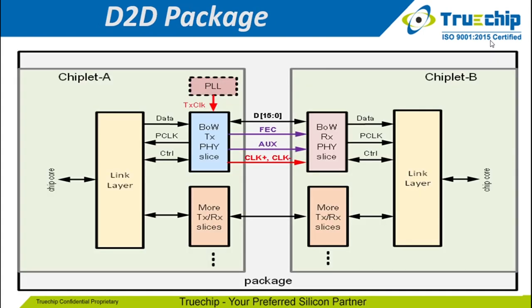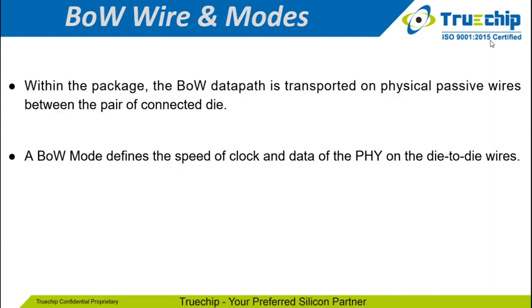So here is the die-to-die package. Here we have chiplet A and chiplet B that are included in a single package, connected through the BoW interface. So these are the BoW wires and modes. Within the package, the BoW data path is transported on physical passive wires between the pair of connected die. A BoW mode defines the speed of clock and data of the PHY on the die-to-die wires.